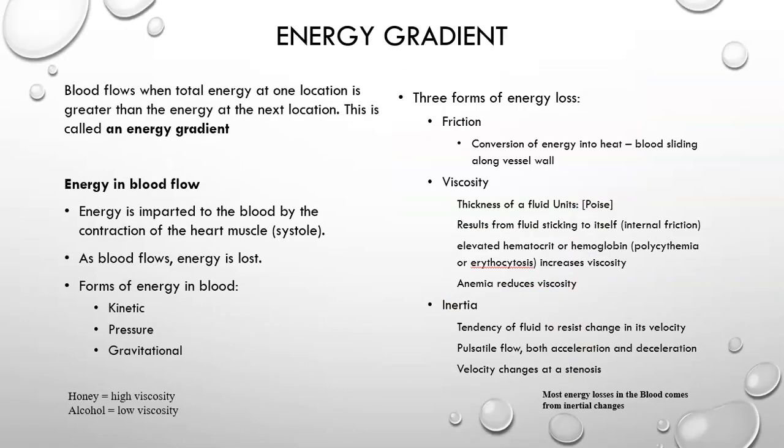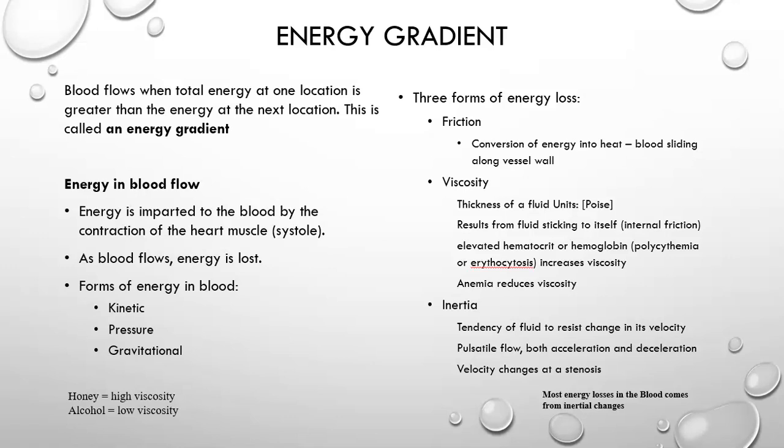There's something called an energy gradient in the body, and this is what forces blood to move. So when there's an energy gradient, a difference in energy from one location to the other, blood will flow from higher energy to lower energy. The blood, of course, gets its energy from the contraction of the heart, and in systole it has its greatest kinetic energy, or motion energy.